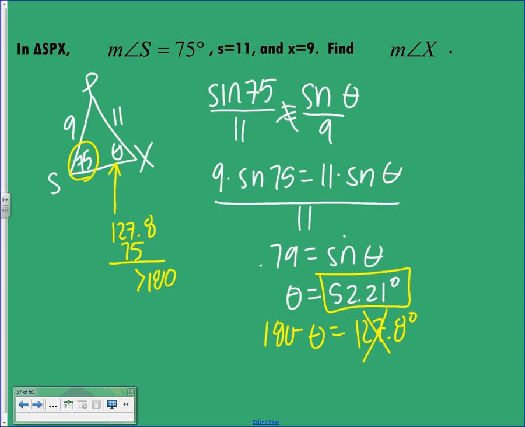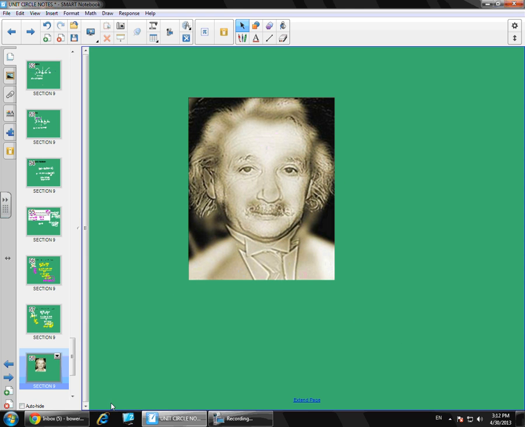So what you're going to want to do is show me that you found the other one and then cross it off because it's not possible and circle the one that does work. Okay, so if you've got questions, write them down and we'll talk about this tomorrow.